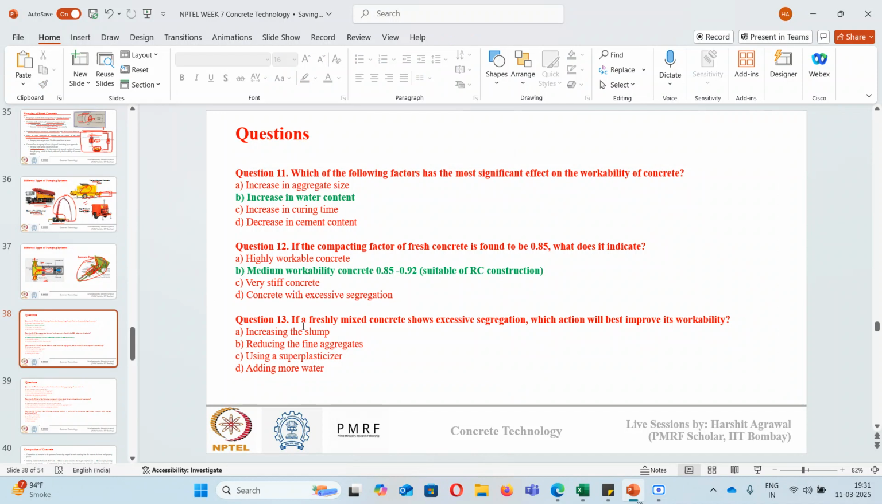Question number 13. If a freshly mixed concrete shows excessive segregation, which action will best improve its workability? So suppose in a mix I am observing segregation. What action should I take to improve the workability?